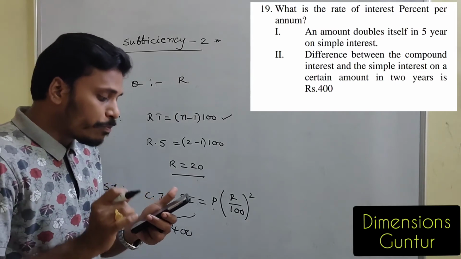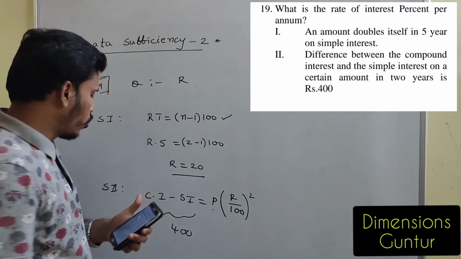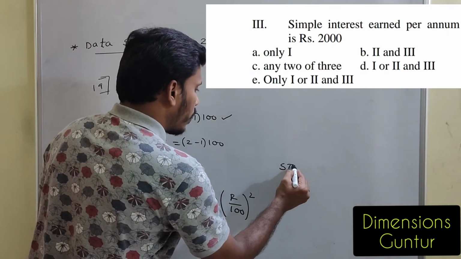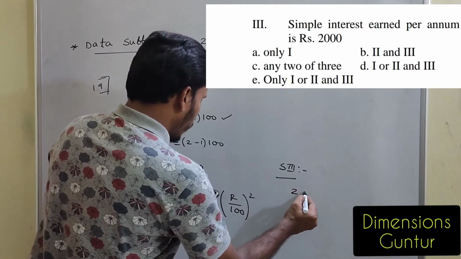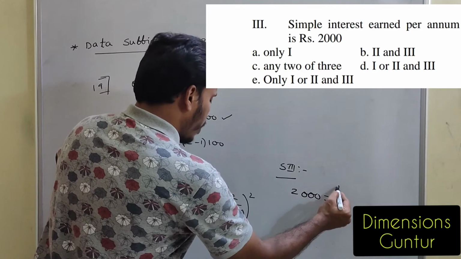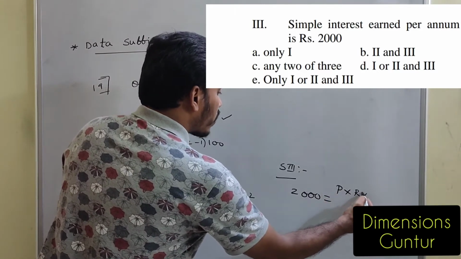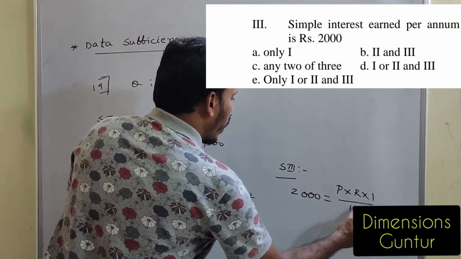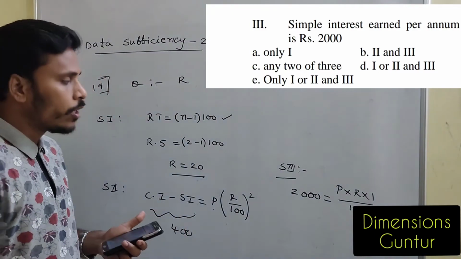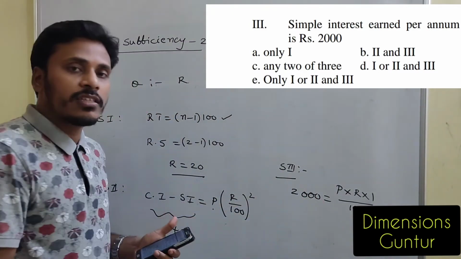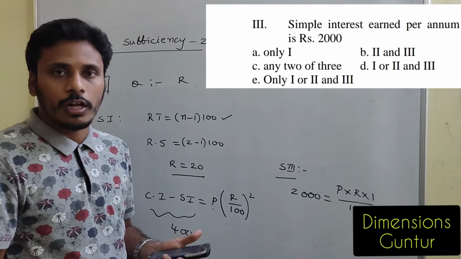Then you need to think about statement 3. Simple interest earned per annum is 2000 rupees. Statement 3 is directly giving you the simple interest as 2000 rupees. Principal we don't know, rate of interest we don't know, but 1 year is mentioned, so into 1. So from this statement again, since P is not known, automatically R is also not known.